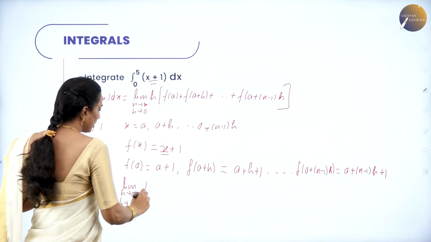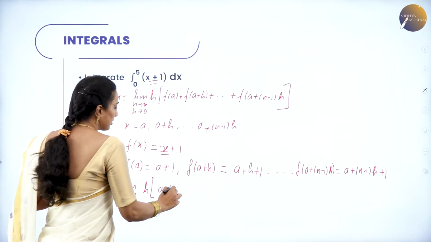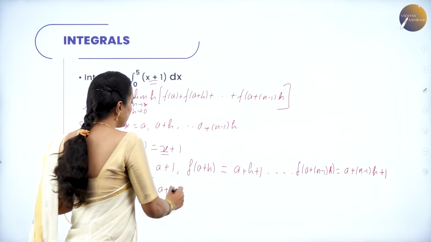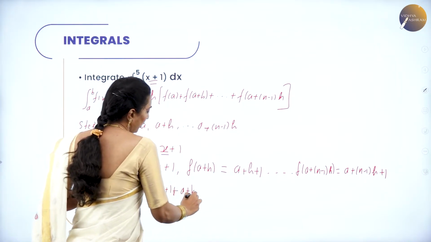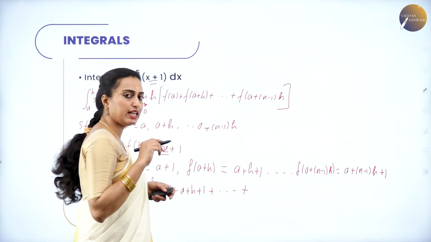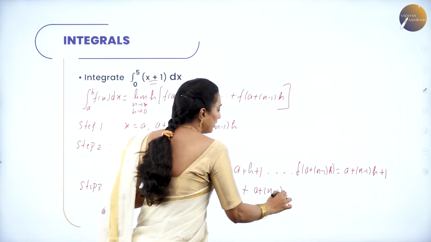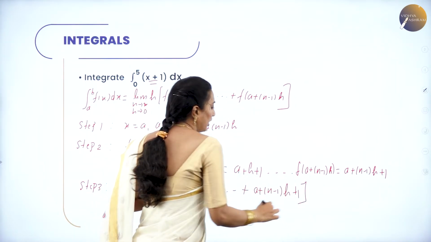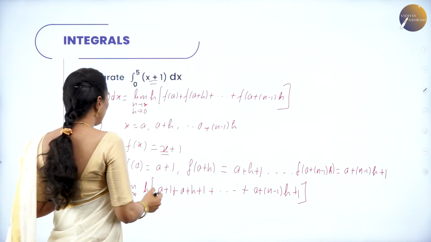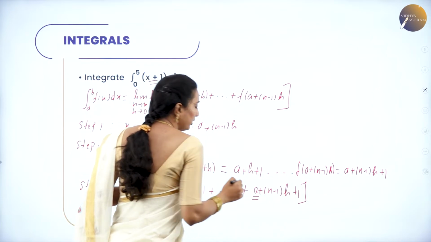So, h into f of a is a plus 1, plus f of a plus h is a plus h plus 1, plus etc., plus f of a plus n minus 1 into h is a plus n minus 1 into h plus 1. I hope you understood this one. Now here, how many terms of a are you having? A up to n terms.